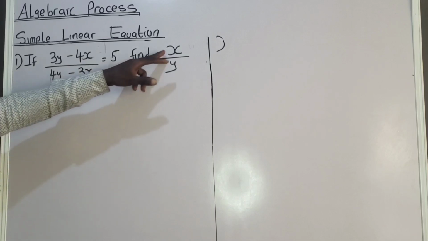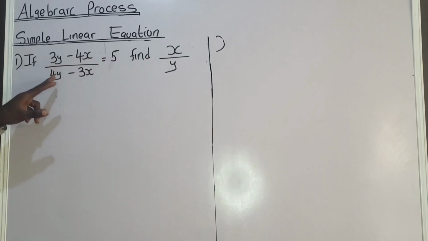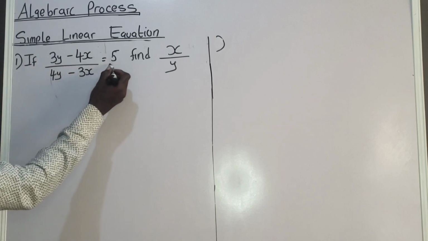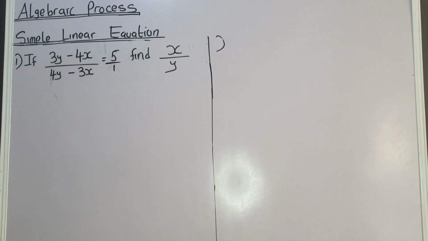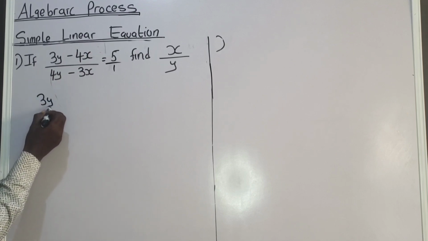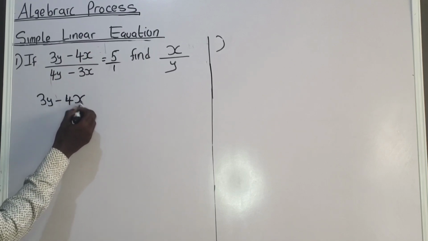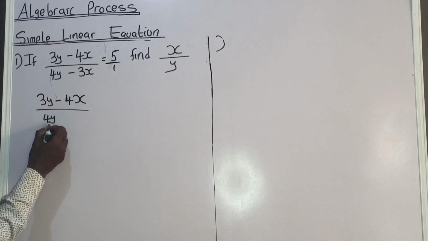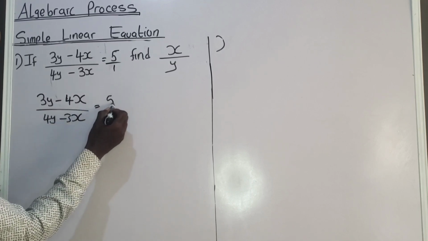Solve for the value of x over y if (3y minus 4x) all over (4y minus 3x) is equal to 5. Okay? Please, I want you to pay attention. This 5 can be written as 5 over 1. You understand? So now let's take the cross product. For this, I'm going to have (3y minus 4x) all over (4y minus 3x) is equal to 5 all over 1.